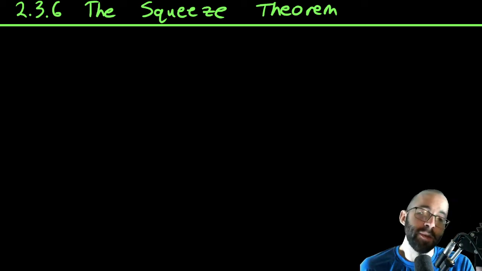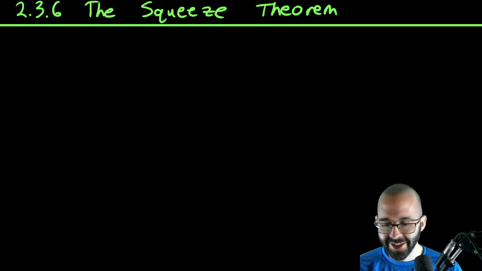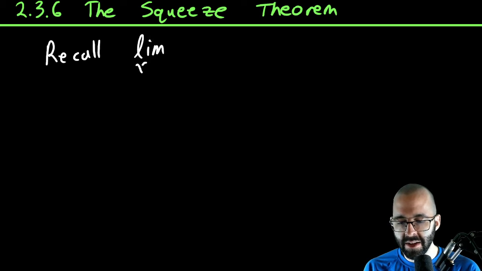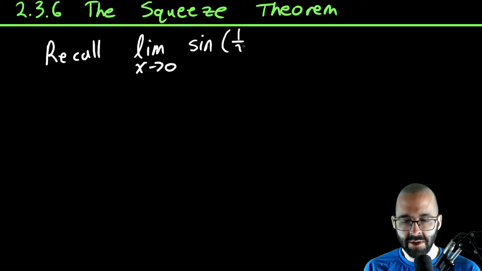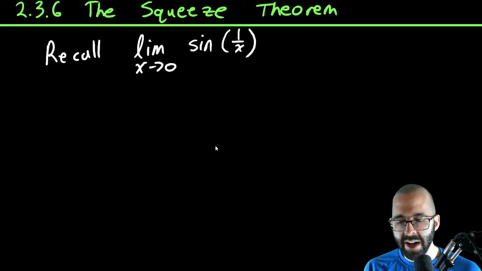All right, this is probably my favorite part of this whole section. The squeeze theorem is really fun. So let's introduce it a little bit. You might remember this little limit: the limit as x approaches 0 of the sine, in radians, although it's the same in degrees, of 1 over x. Remember, this limit doesn't exist.